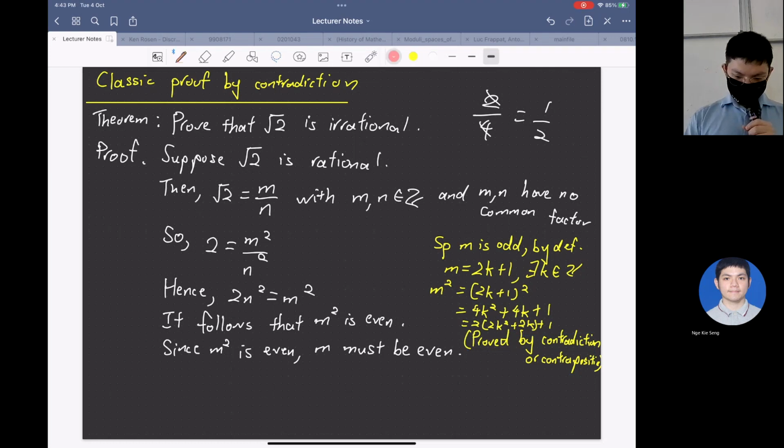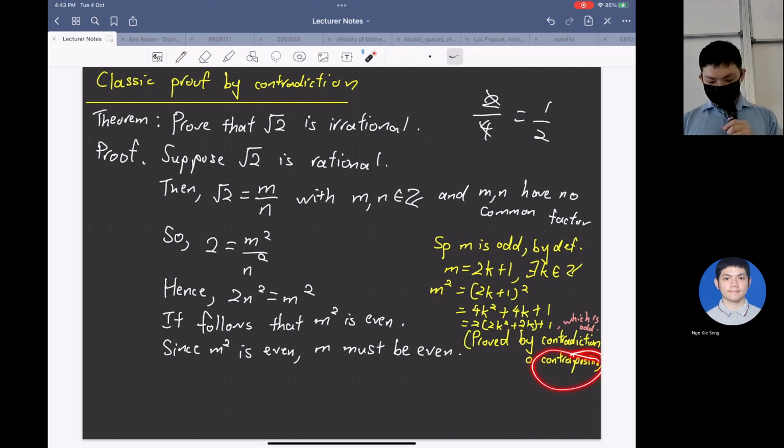Which is odd. Okay? Proof by contrapositive means: if m is odd, then m squared is odd. Proof by contradiction means assume m squared is even and also m is odd, then you get that m squared is odd, contradicting the assumption. Okay? Then what?